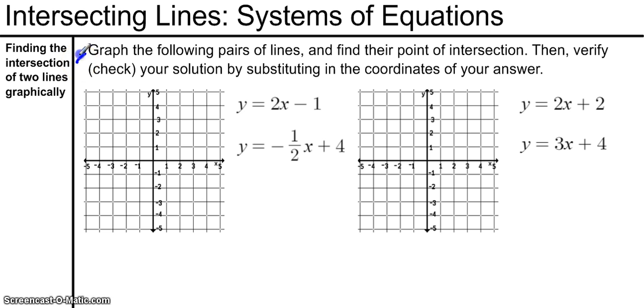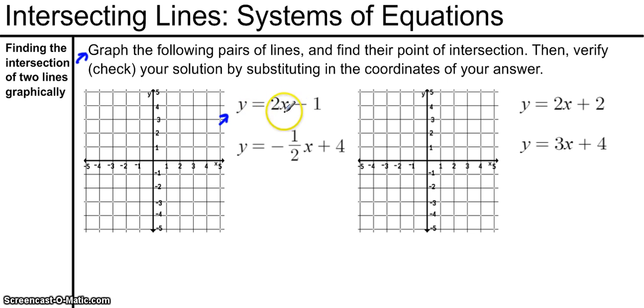To start, we will graph the following pairs of lines and find their point of intersection. Then, once we're done, we'll verify or check our solution by substituting in the coordinates of our answer. I'll do the first one, and then I'll ask you to pause and try the second one. Let's get started. I'll graph the first line here using blue.